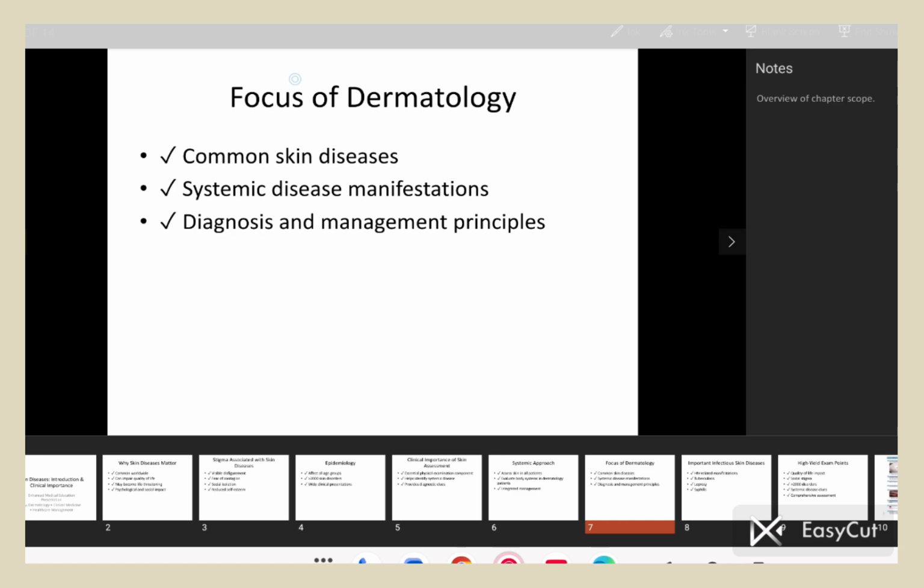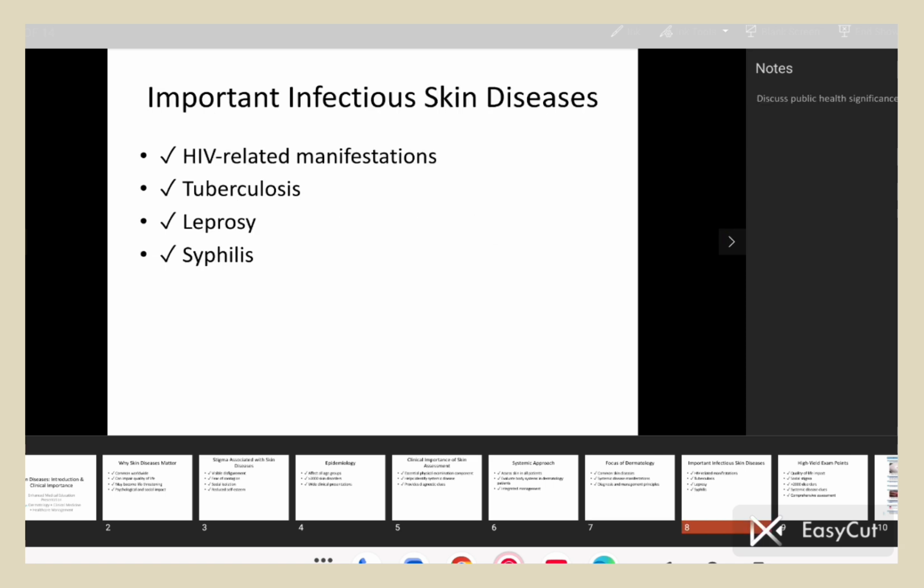Now what is the focus of dermatology? Number one, dermatology mainly focuses on common skin diseases, systemic disease manifestations, and diagnosis and management principles. Now, there are a few important infectious skin diseases like HIV-related manifestations, tuberculosis, leprosy, and syphilis.